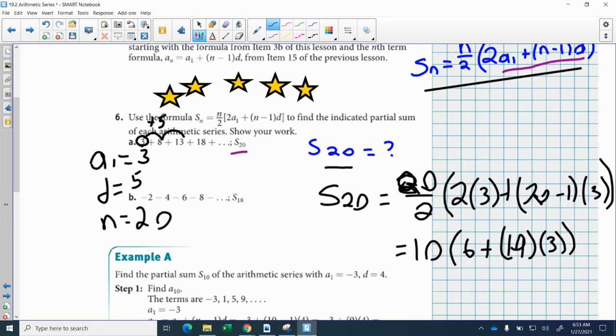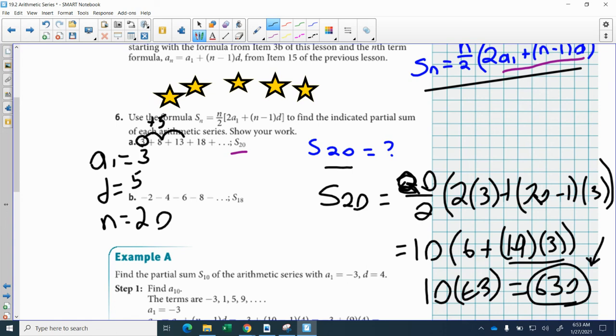We could simplify the inside. This comes out to be 57. So 57 plus 6. This would be 10 times 63. And eventually you get a final answer of 630. Okay? So notice the process we did there. Once again, we have an equation very similar to what we talked about the first day, and we're able to plug that in to get the sum of the first 20 terms. That's what 630 represents. Okay, that is the total amount that we have over the first 20 terms if I added all those values together.